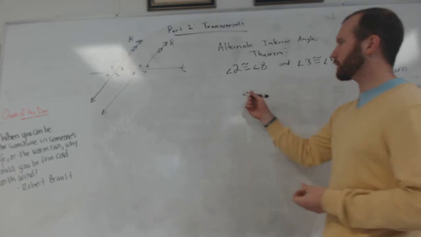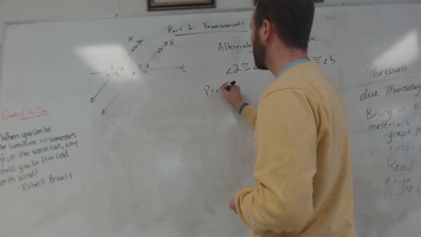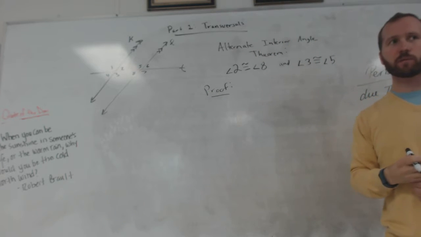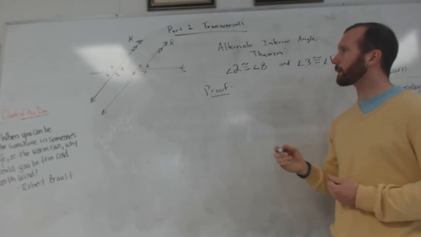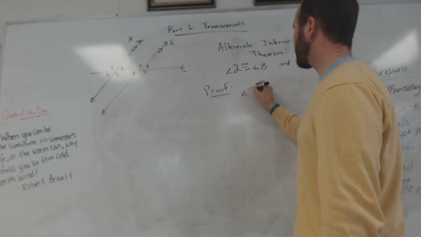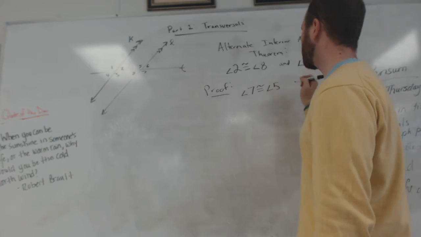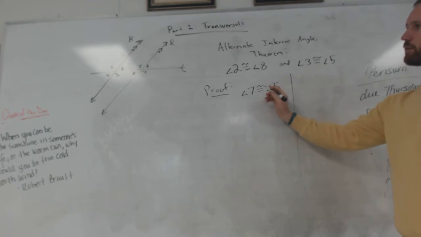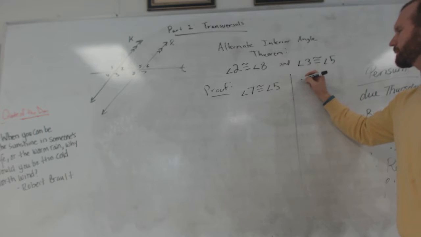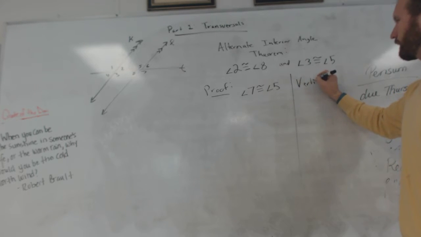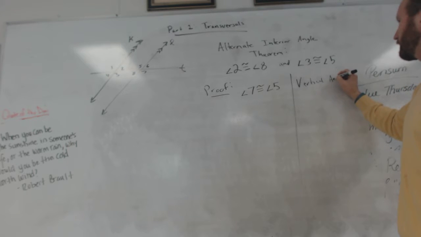So yeah, let's follow your proof for this. What would be the first statement you would make? Angle 7 is congruent to angle 5. Say congruent. 7 congruent to 5. Okay, so angle 7 is congruent to angle 5. Why? Because they are vertical angles.